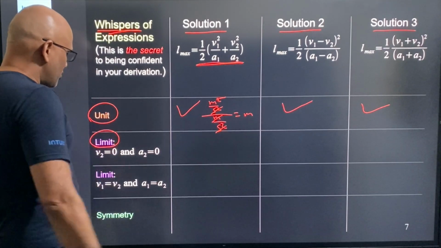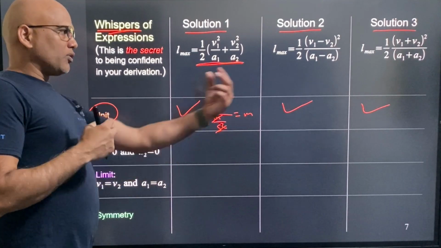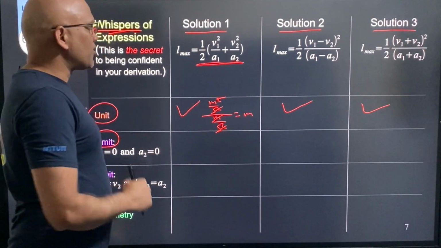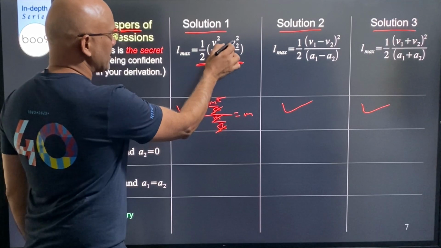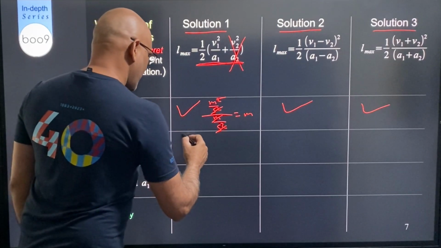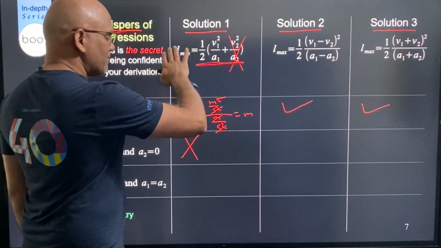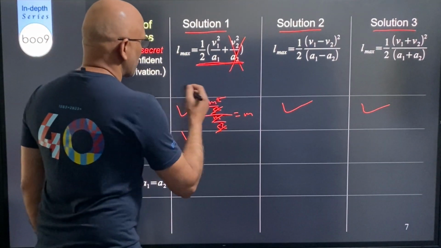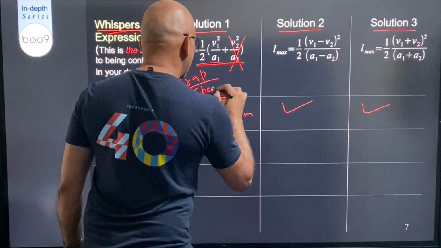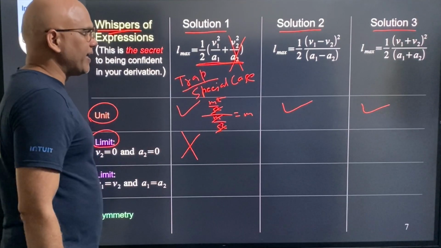Now let's do the limit. When v2 is equal to 0 and a2 is equal to 0, this object is at rest and this one is just going, so I should be able to get a finite result. But if I put v2 is 0 and a2 is 0, this is 0 by 0, which is not defined, so this cannot be the correct expression. It fails this check. So this is not the correct solution. This again is a trap, and this was a special case. This works for a special case, we'll talk about it next.